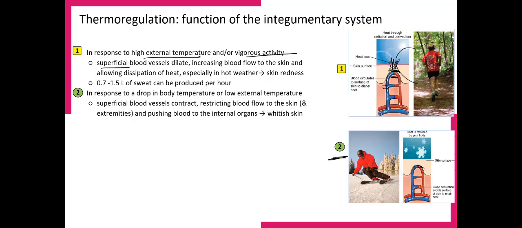When we're cold, on the other hand, the superficial blood vessels contract or constrict to restrict blood flow to the skin. You can see here there's less blood going through the skin, and so it maintains our core body temperature. It also explains why, when we're very cold, our skin becomes paler, because there's less blood going through the superficial blood vessels.